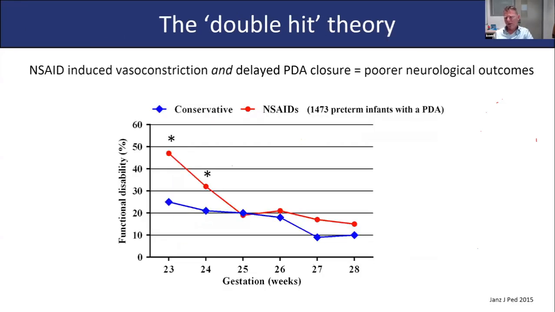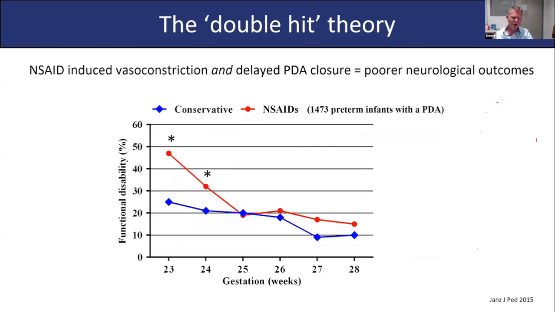We thought about this and we penned it the double hit theory. What if you have a period of vasoconstriction induced by NSAIDs and it didn't work? So you get delayed PDA closure on top of it. Could that be the reason why this particular group has poor neurological outcomes?